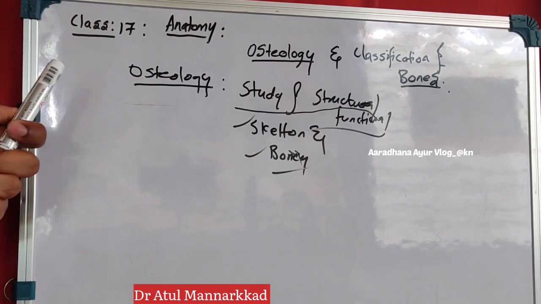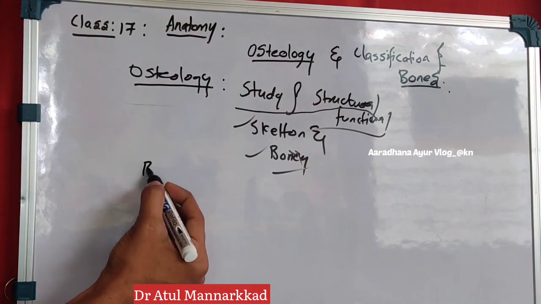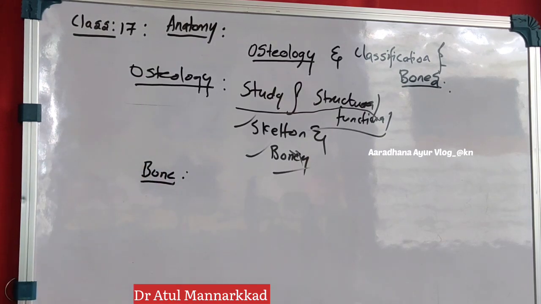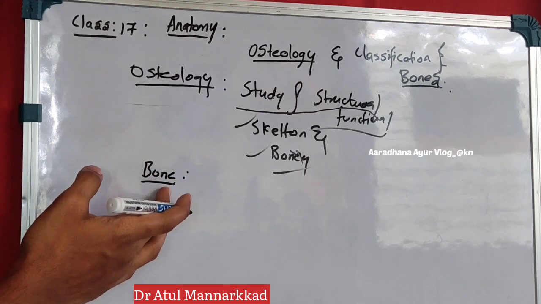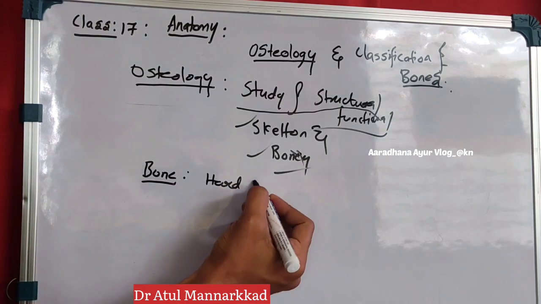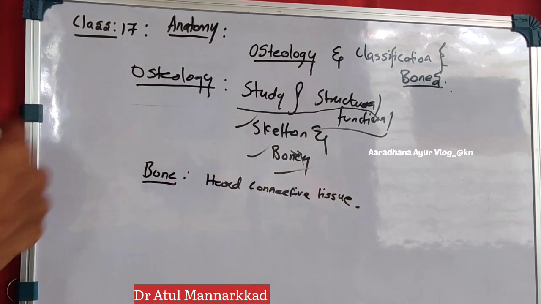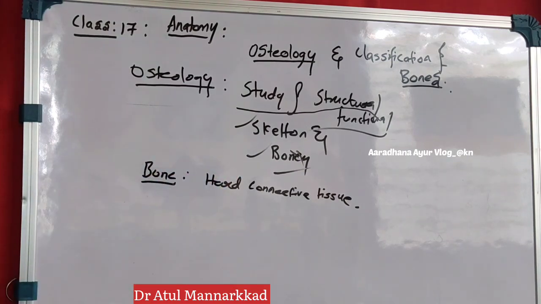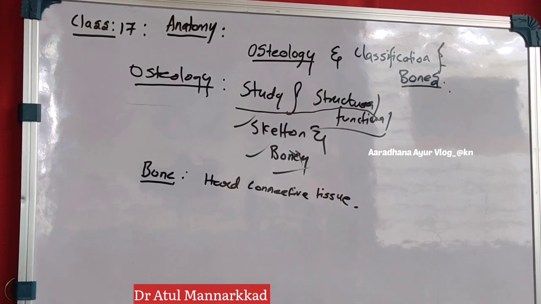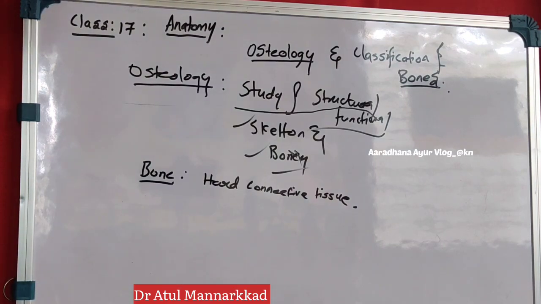Next is the classification of the bones. Before going to the classification of the bone, let's see what this bone is. Bones are hard connective tissues. They give the proper shape to the body. There are many components, like osteocytes, osteoblasts, and so on. We will be discussing them one by one.